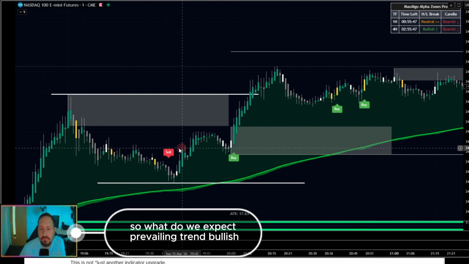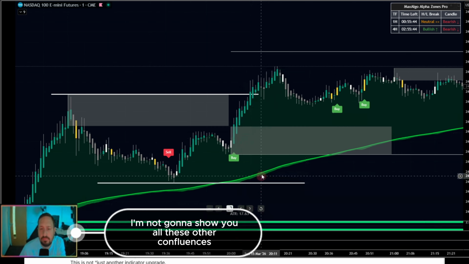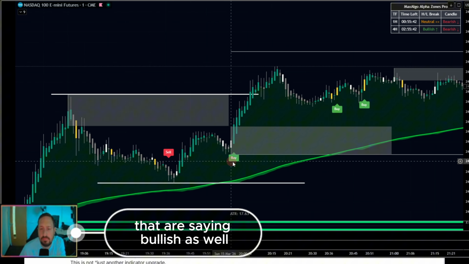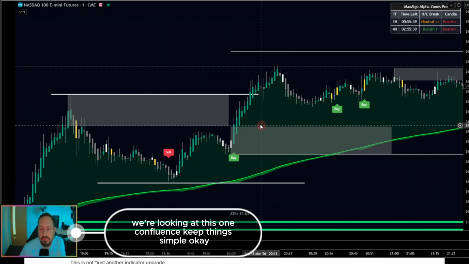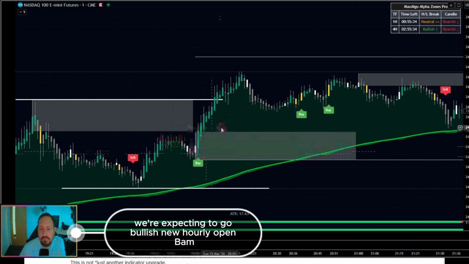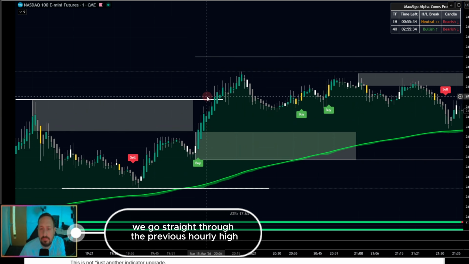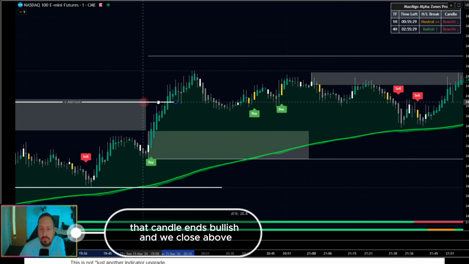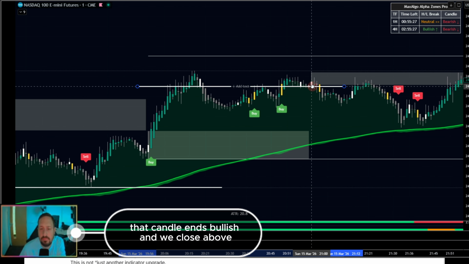So what do we expect? Prevailing trend, bullish. I'm not going to show you all these other confluences that are saying bullish as well. We're looking at this one confluence, keep things simple. Okay, we're expecting to go bullish. New hourly open, bam, we go straight through the previous hourly high. That candle ends bullish and we close above.